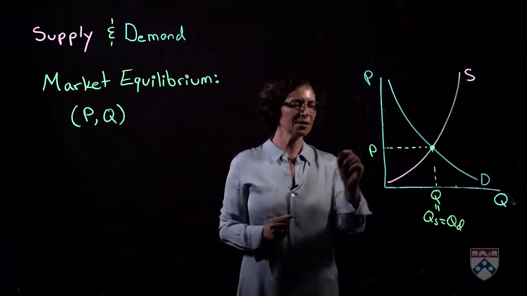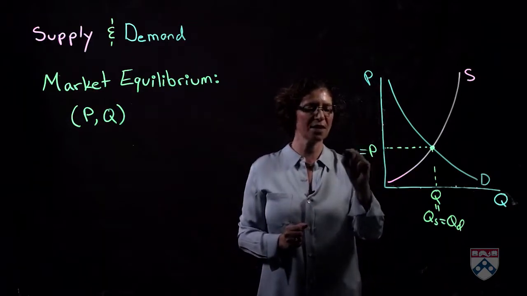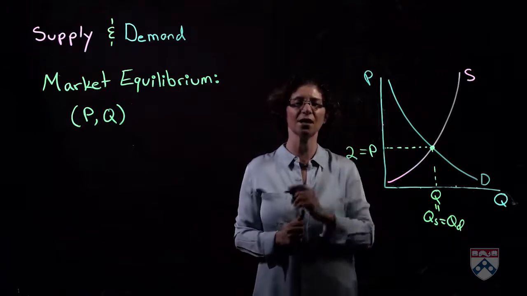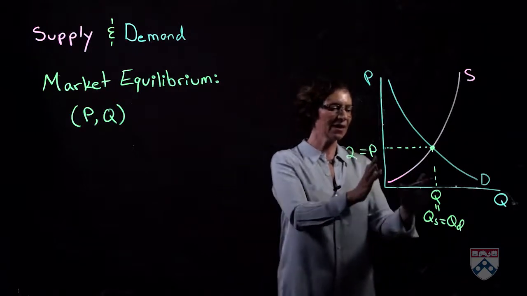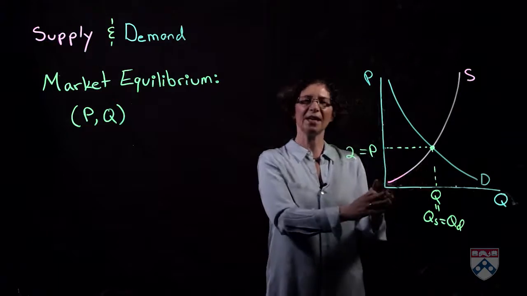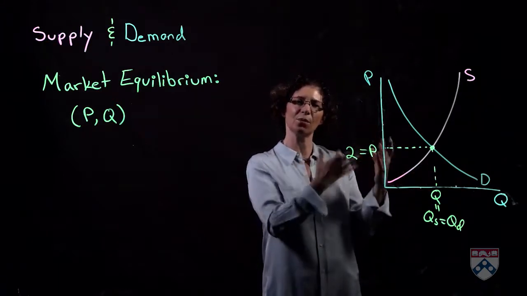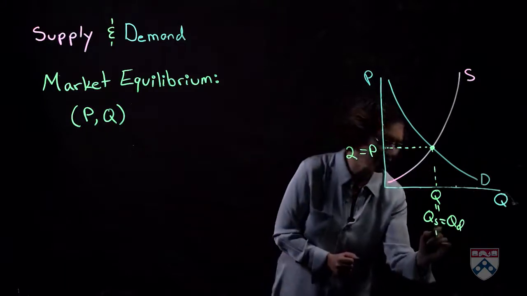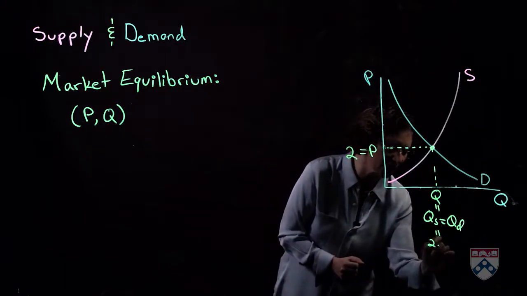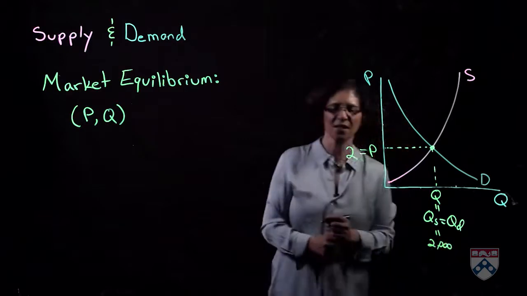So for example, suppose the equilibrium price of a dozen eggs is $2 per dozen. At the equilibrium, the number of eggs that people want to buy is exactly equal to the number of eggs people want to sell. So suppose, for example, that the equilibrium quantity is 2,000. What we're saying is the following.